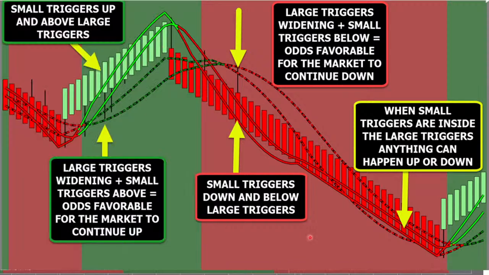Who knows? But momentum doesn't last forever. Momentum subsides, right? Just like anything. You take your foot off the accelerator, it's going to slow down. And when the small triggers work their way inside of the large triggers, this is what we call a weakening of the large triggers. And when I have those weakened large triggers, anything can happen up or down.